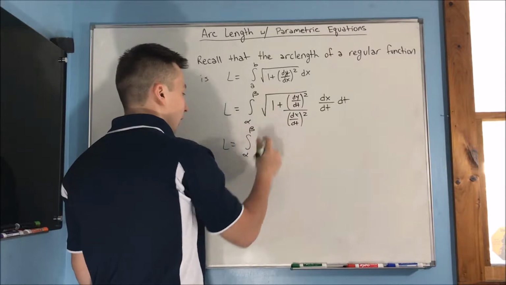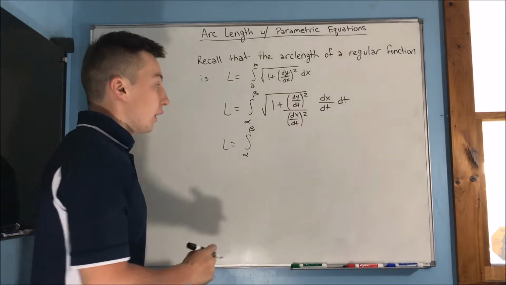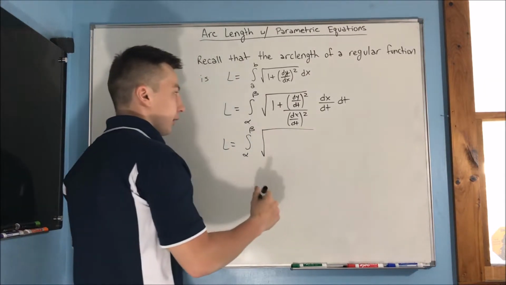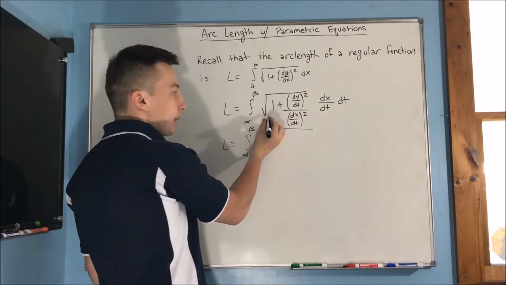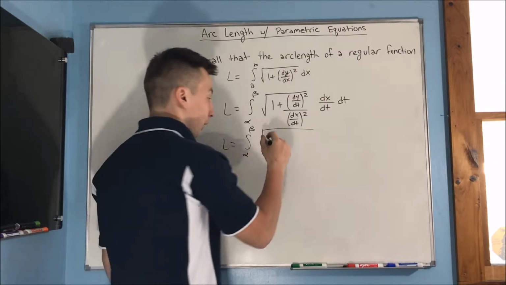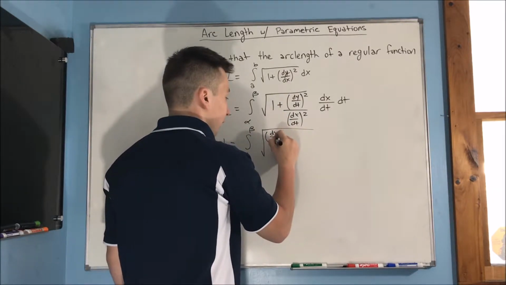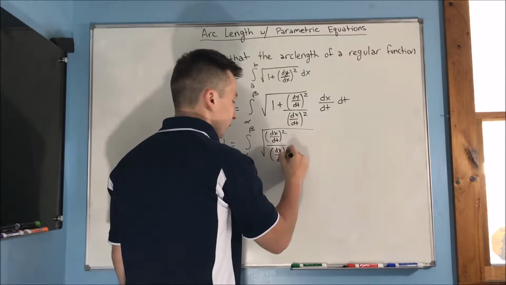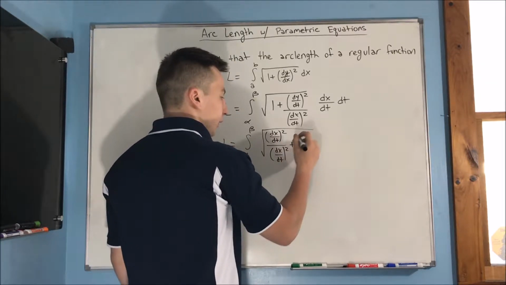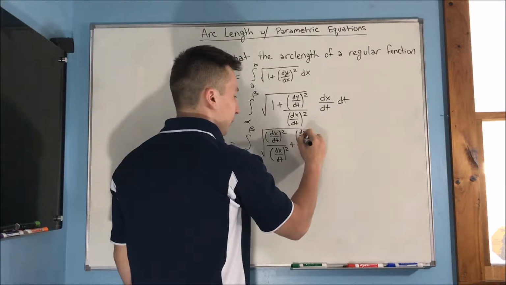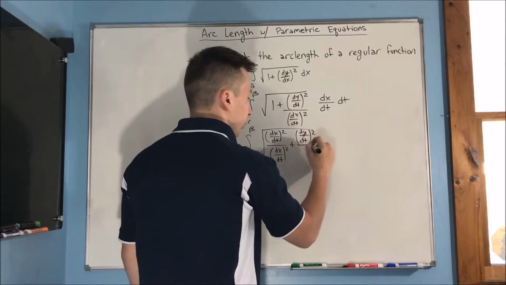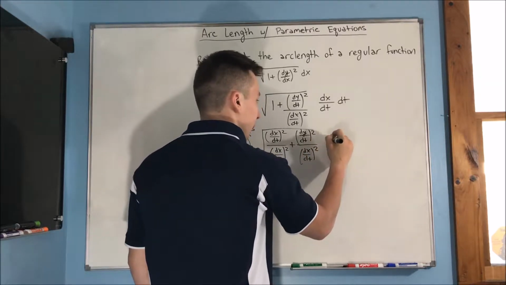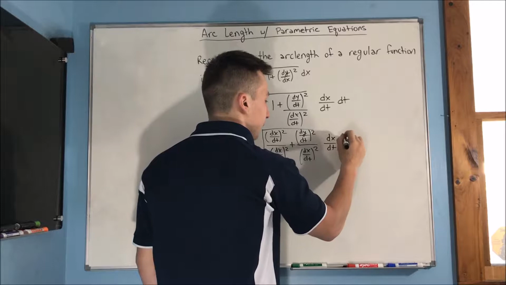We get the arc length is equal to the integral from alpha to beta of, we find common denominators here, so let me make a bigger radical here. We can just have this be dx/dt squared over dx/dt squared. I'll write that down here. dx/dt squared over dx/dt squared, that's just one. So we get plus dy/dt squared over dx/dt squared. And then we have dx/dt on the outside times dt.